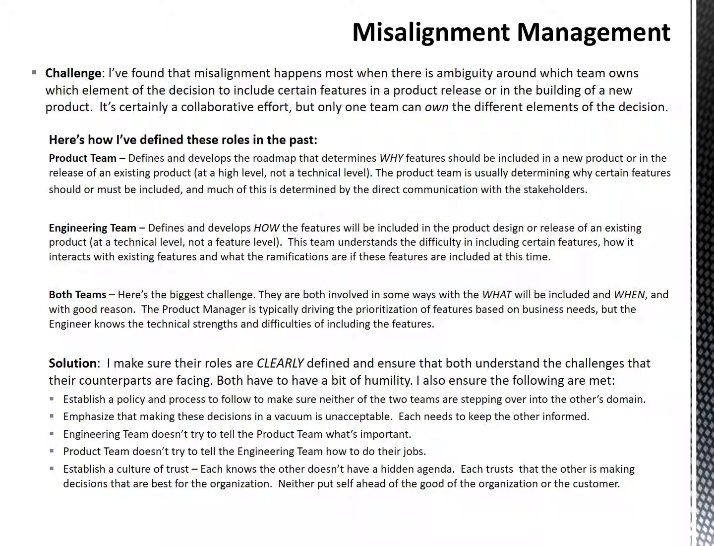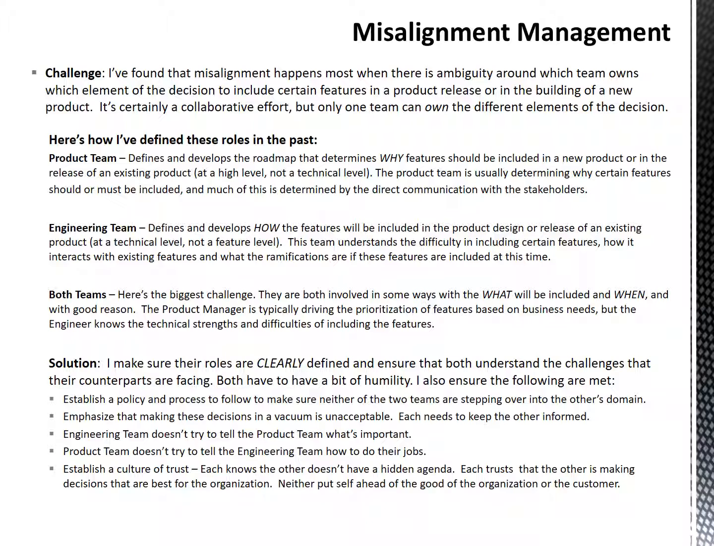And I do this by ensuring the following are met. I have some bullet points there. I want to establish a policy and process to follow to make sure that neither of the two teams is stepping over into the other's domain. Now, that's easier said than done, but it can be done. Emphasize that making decisions in a vacuum is completely unacceptable. We need to communicate with each other. There needs to be a collaborative effort. We need to make sure that the other knows why we're making the decisions that we're making sometimes.